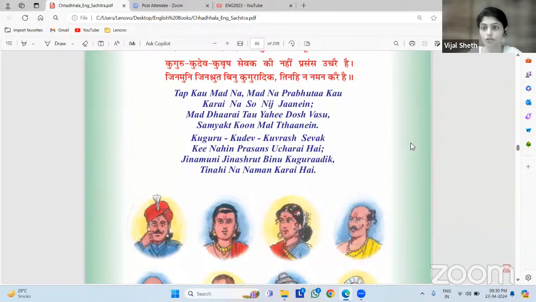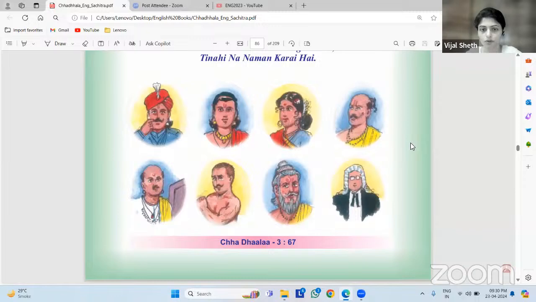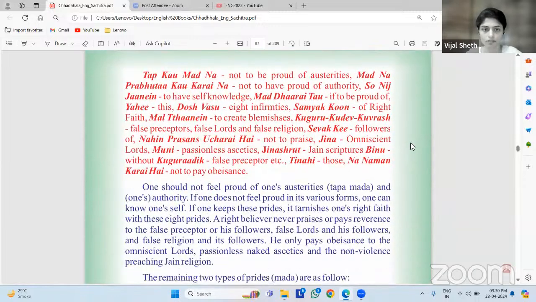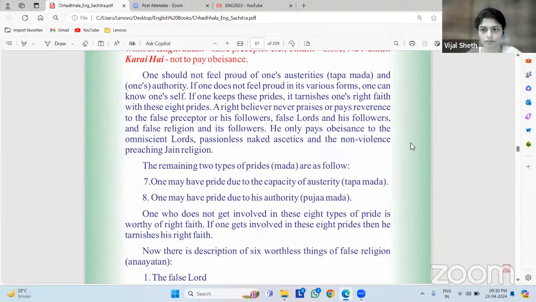So this is the kind of dradta, or firmness, one needs to have in true gods, true scriptures, and true gurus. You understand? Again and again I'm saying this, because it is one of the most important things one needs to have clarity about to proceed ahead on the path of liberation. Okay. Priyanka ji, read.